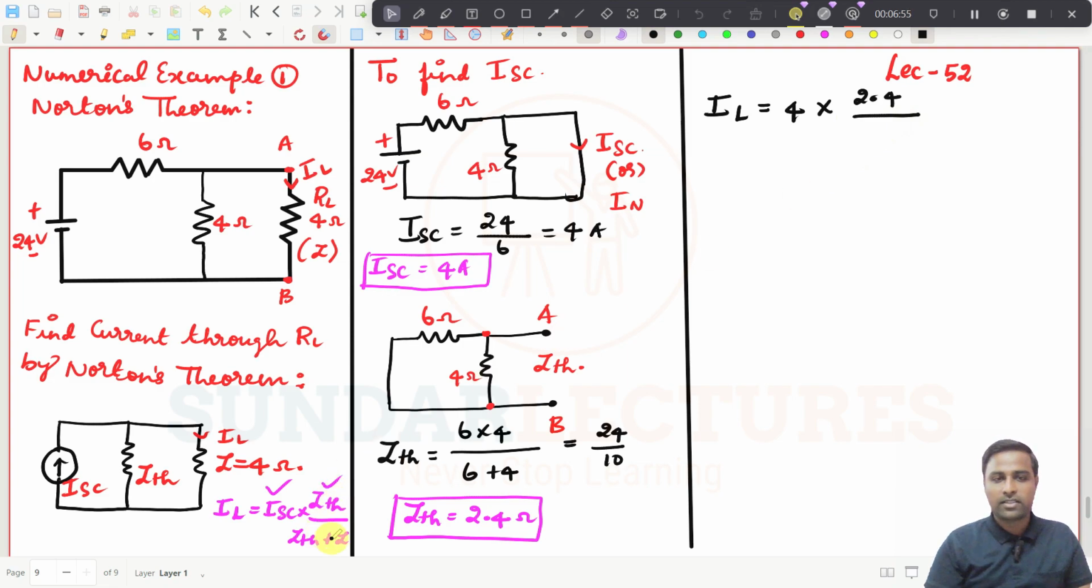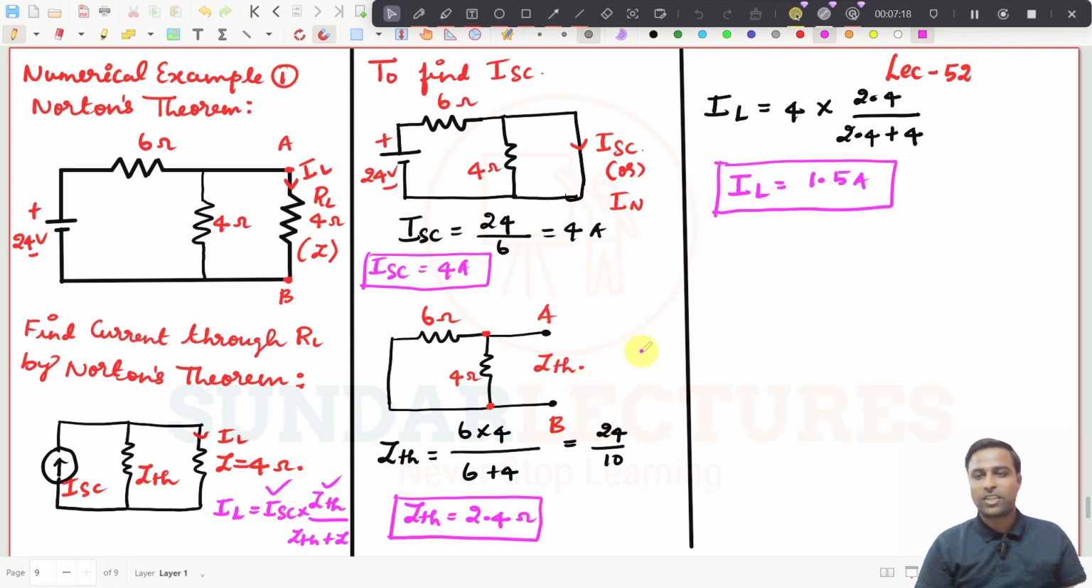divided by, what is ZTH again? It will be 2.4, and what is Z now? It is 4 ohms plus 4 ohms, and if you simplify this, IL comes out to be 1.5 amperes. 1.5 amperes. So that's all.